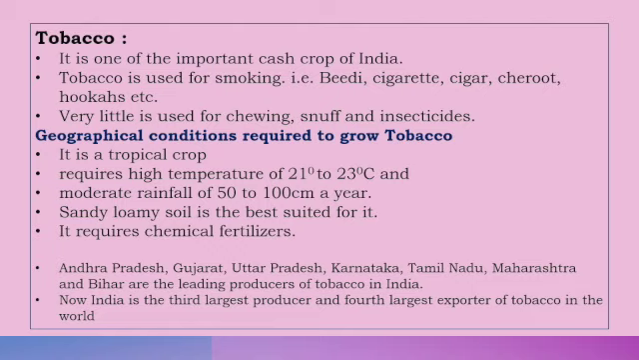Geographical conditions required to grow tobacco. You can make a note. This can be again an important question. What are the geographical conditions required to grow tobacco? Tobacco is a tropical crop and it requires a high temperature, between 21 degrees to 23 degrees Celsius. Moderate rainfall of 50 to 100 centimeters a year. Sandy loamy soil is best suited for tobacco cultivation. And tobacco requires chemical fertilizers. So these are the conditions required to grow tobacco.